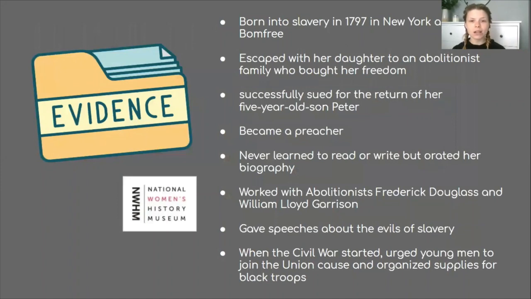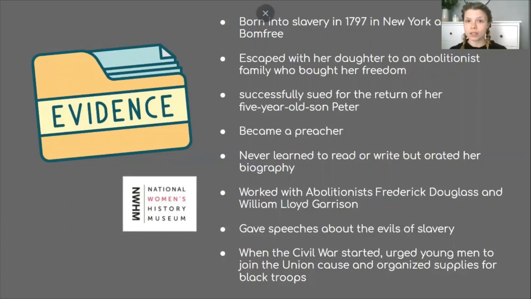Okay, here is a list of some evidence or some facts from a secondary source, the National Women's History Museum website. They give a really good biography of Sojourner Truth, and I took some notes about it and put them on this slide. What I want you to do is, on your fact sheet, make a list of things as I say them out loud that you think are important to know about Sojourner Truth. And let me just tell you, this is barely scratching the surface on this woman's life, but here it is.